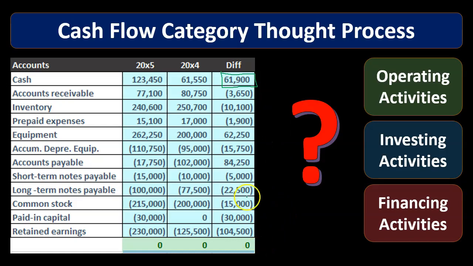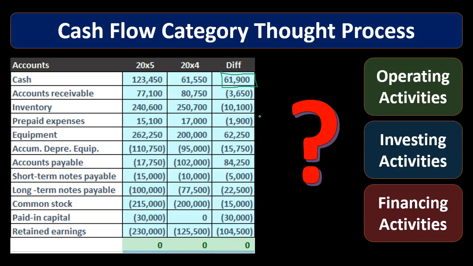So we know that's the case, and we know that if we add up everything except cash, then the result will be the difference in cash. So that's how we're going to work and put together our statement of cash flows. So what we need to do then is take a look at these changes in receivables, changes in inventory, changes in prepaid expenses, and then try to determine where that change belongs.